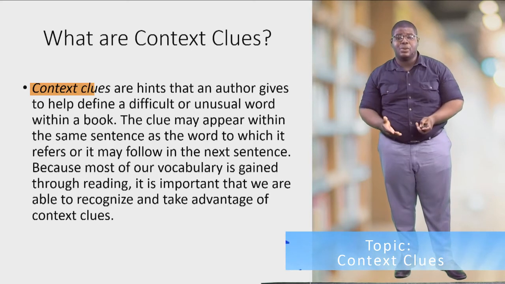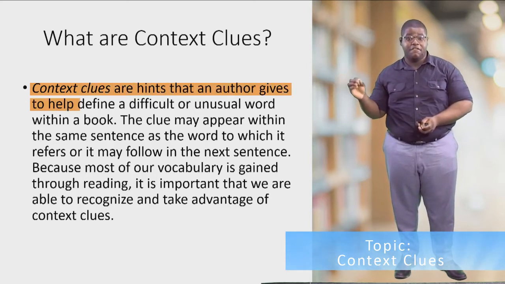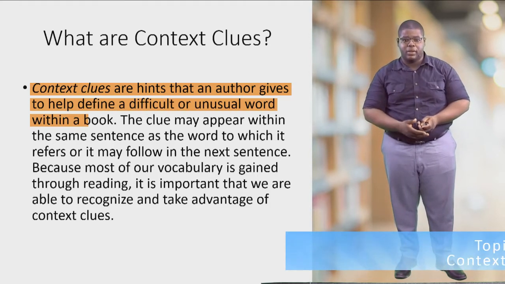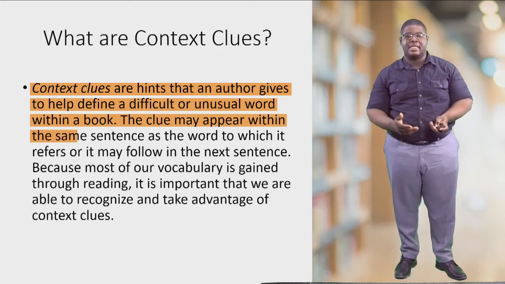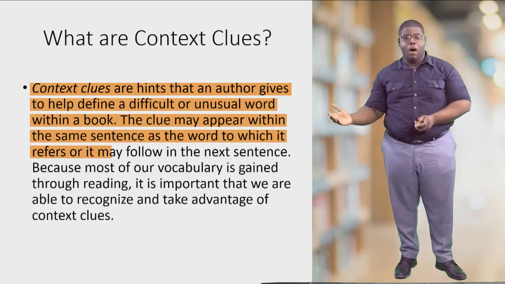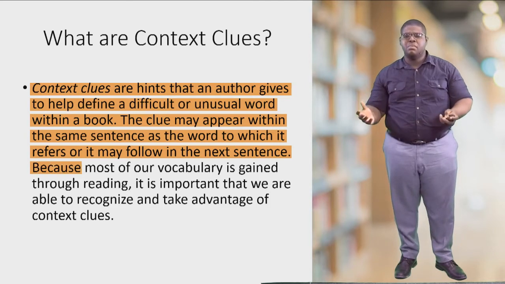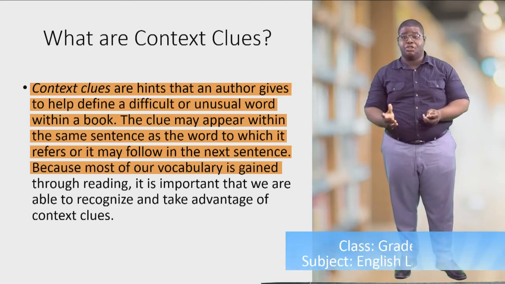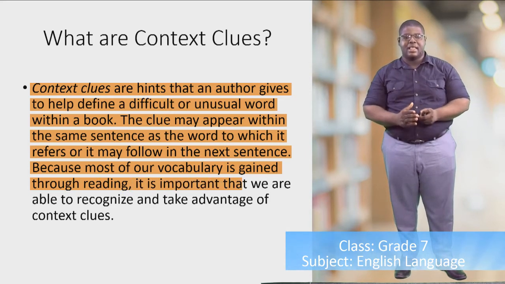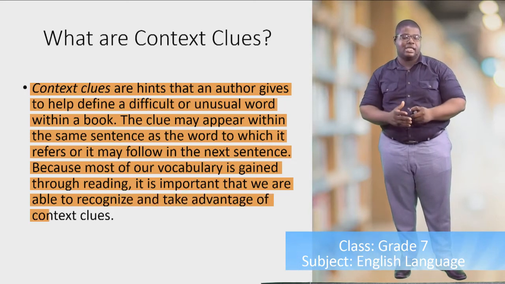Now, context clues are hints that an author gives to help define a difficult or unusual word within a book. The clue may appear within the same sentence as the word to which it refers, or it may follow in the next sentence. Because most of our vocabulary is gained through reading, because reading is fun, it is important that we are able to recognize and take advantage of context clues.